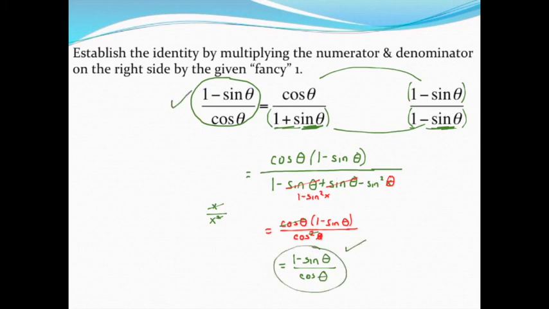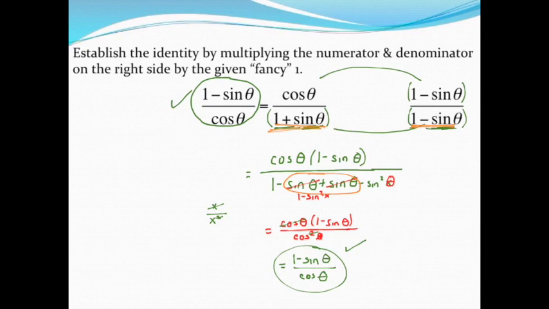So let's talk about why we chose this particular fancy 1 to multiply by and how you might know that when you have to start deciding for yourself. In this case, you may notice that what I multiplied by was almost the same as the denominator down here, just the sign in the middle was the opposite. It's something called the conjugate, and when you multiply by a conjugate, you get certain things to cancel out. So if you're in doubt of what you may want to try when you start establishing these on your own, maybe try multiplying by a conjugate.